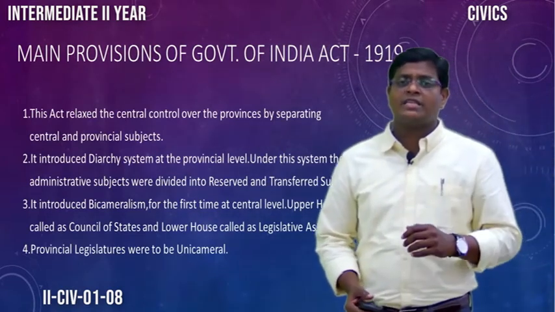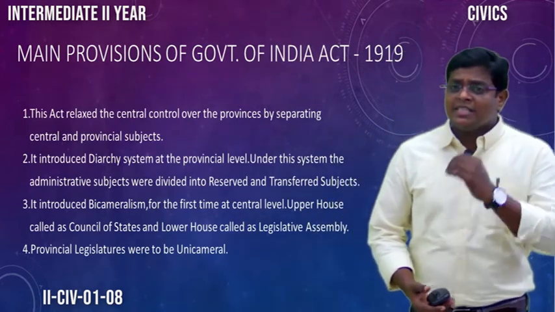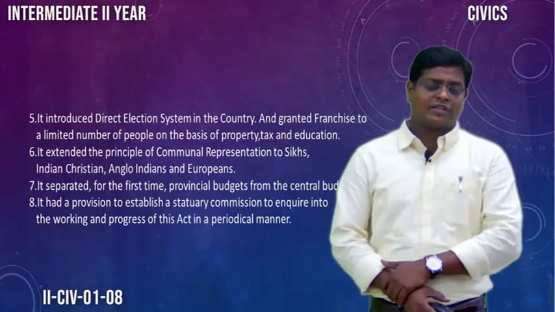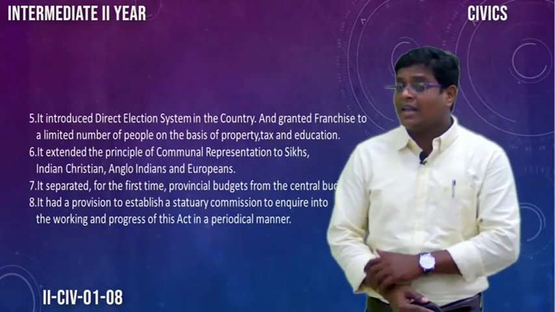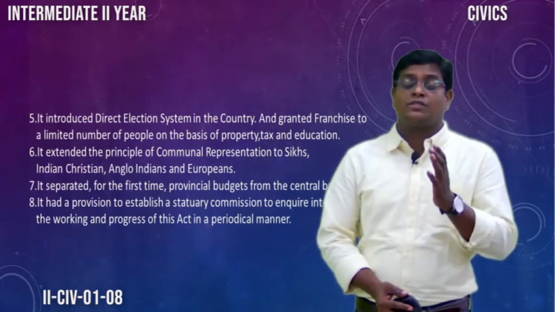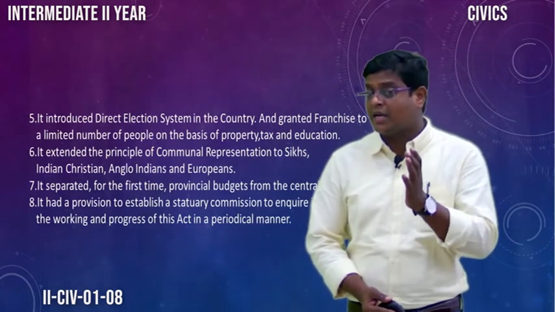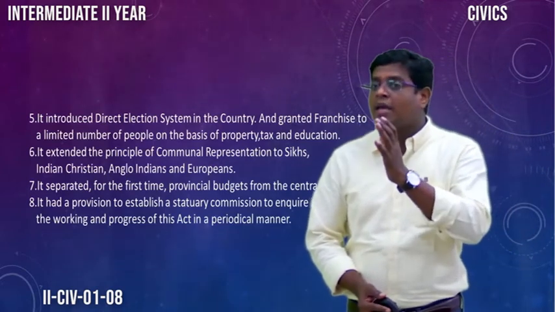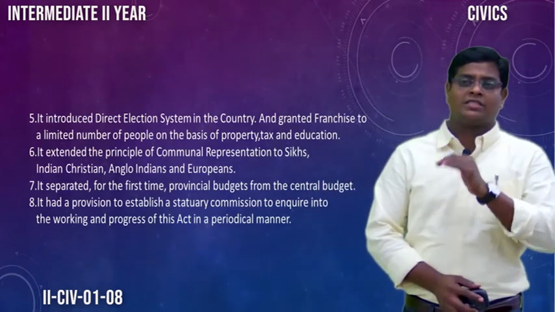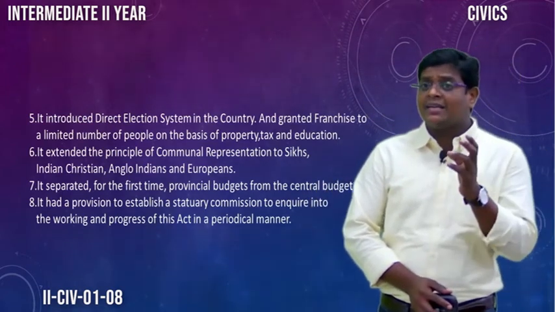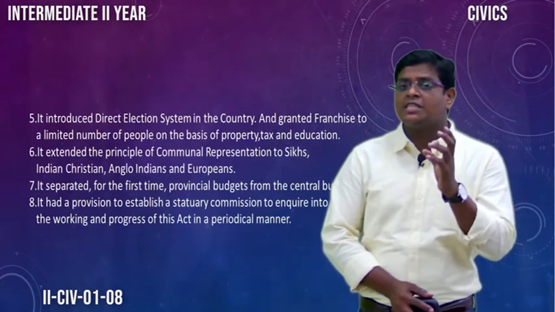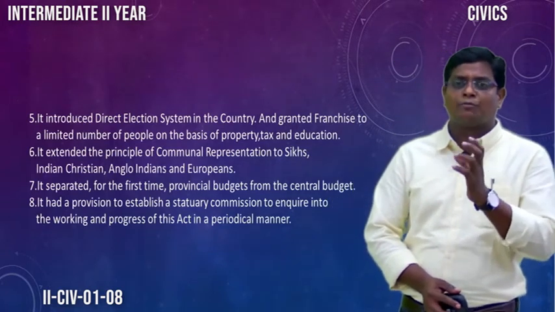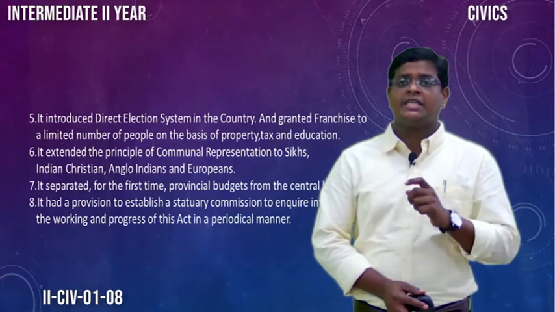Then the next provision is that by this act they introduced the direct election system in the country for the first time. You know that the indirect election system was introduced by the 1909 Indian Councils Act, whereas the direct election system was introduced by the Government of India Act 1919. They granted franchise to a limited number of people, on the basis of property, tax and education.